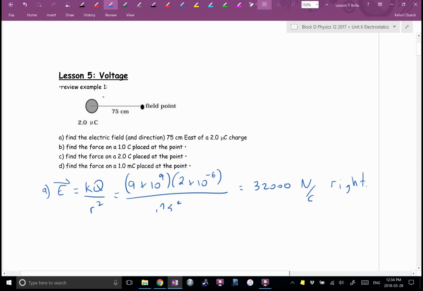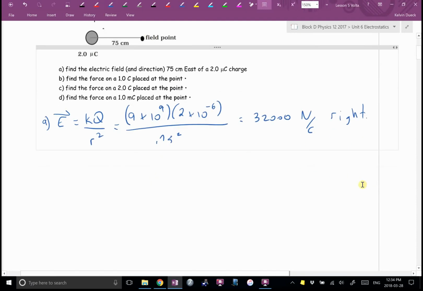That's electric field. What if we had more than just one charge? We would find each electric field separately, magnitude and direction, and then we would add them vectorially by going winner minus loser if they were in a nice straight line, tip to tail if they were not.